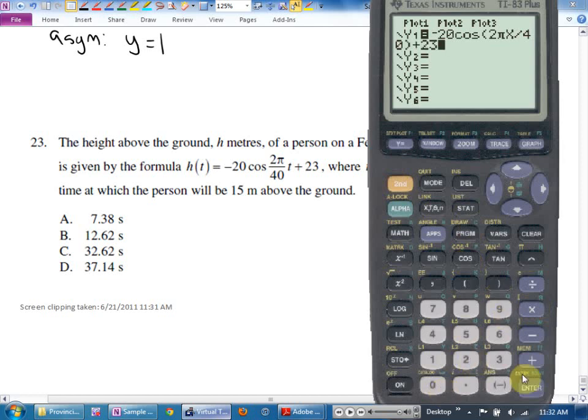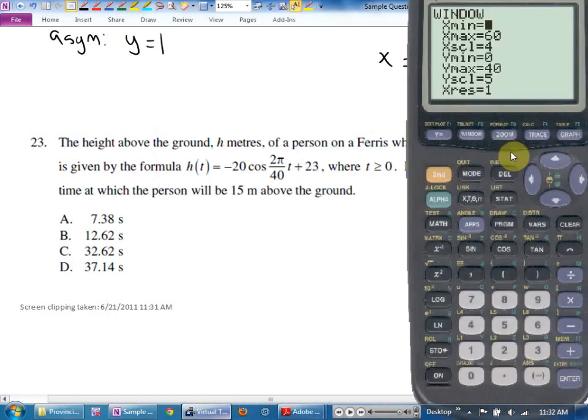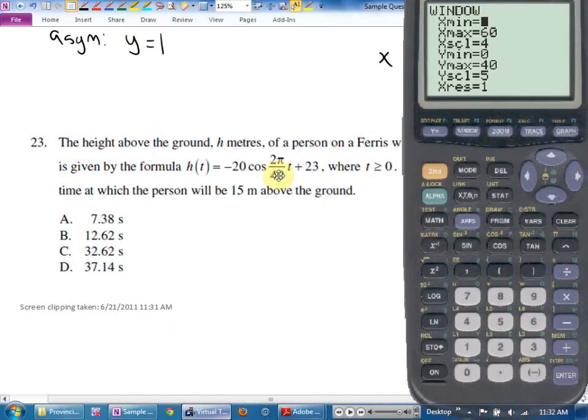Excuse me, what's my range? What's the vertical displacement? What's the amplitude? Never negative. 20. So what's the highest I'm going to get is 43. I'll go to 50. Okay? And then they want to find the time when we're 15 meters above the ground, which means I'm going to set a y2 of 15. Yes? It's a y value.